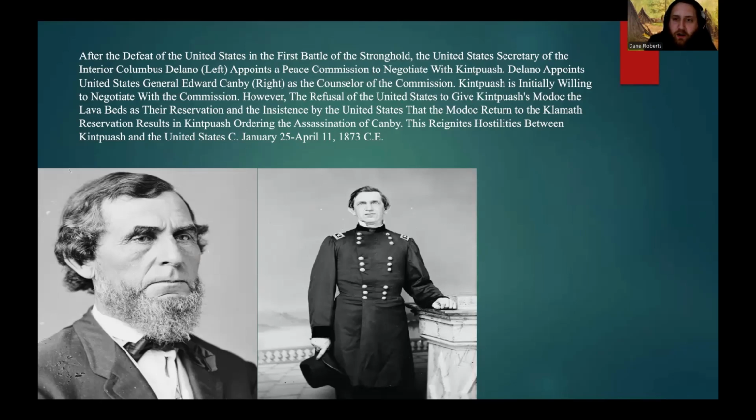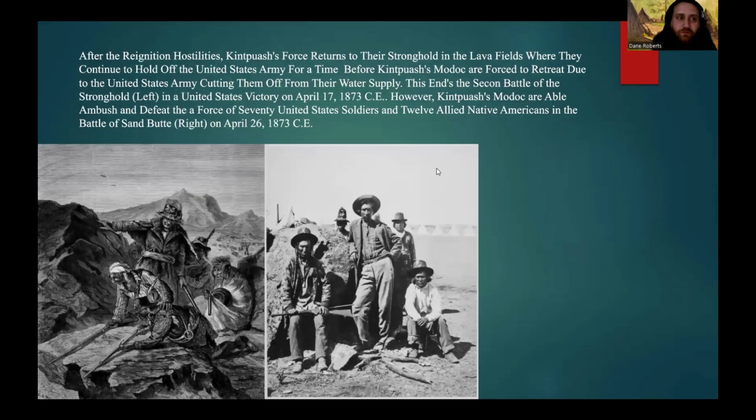Kent Puash's Modoc the lava beds as a reservation, and the insistence of the United States that the Modoc return to the Klamath Reservation would eventually result in Kent Puash ordering the assassination of Canby, which then would reignite hostilities between Kent Puash and the United States, with these peace talks and eventual assassination happening between January 25th and April 11th, 1873 CE.